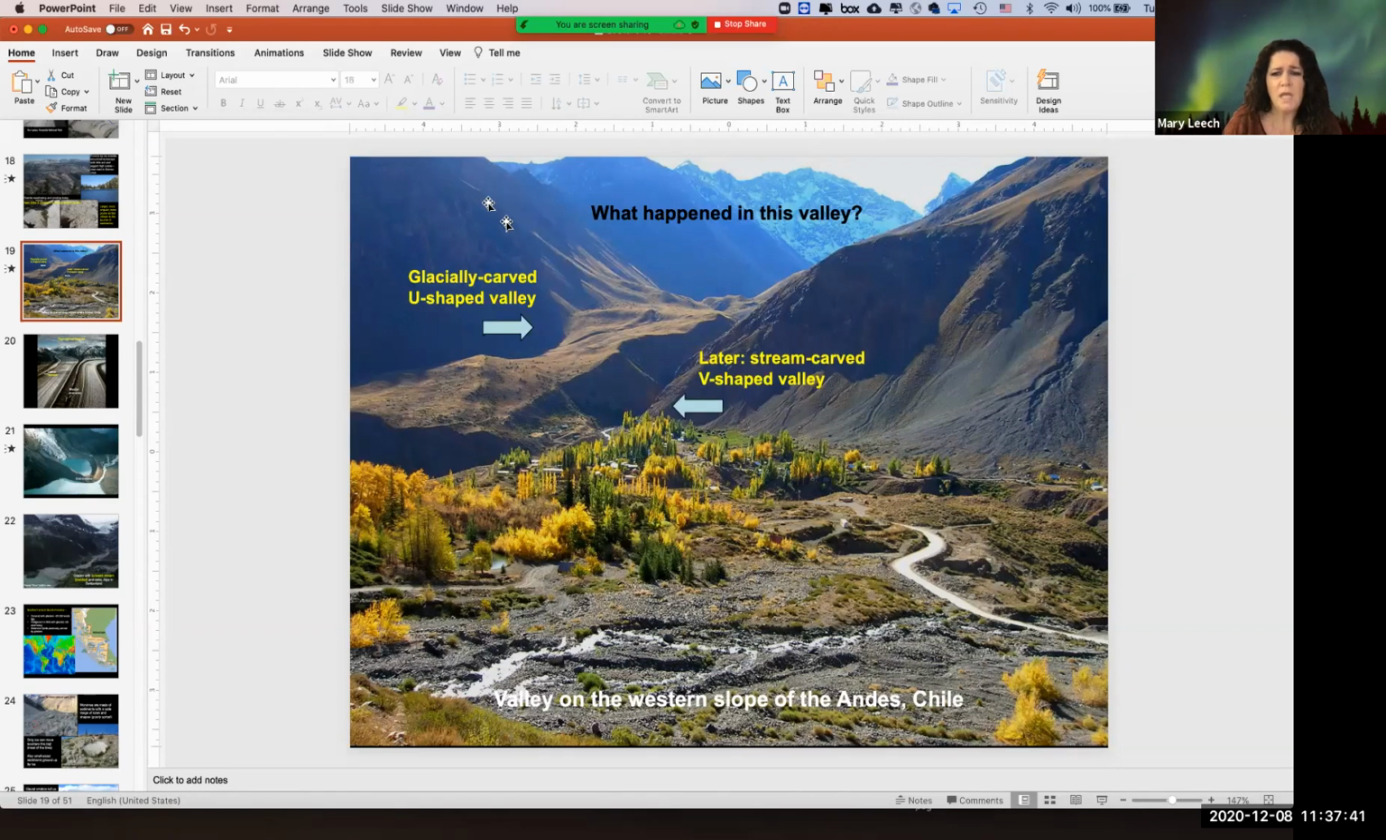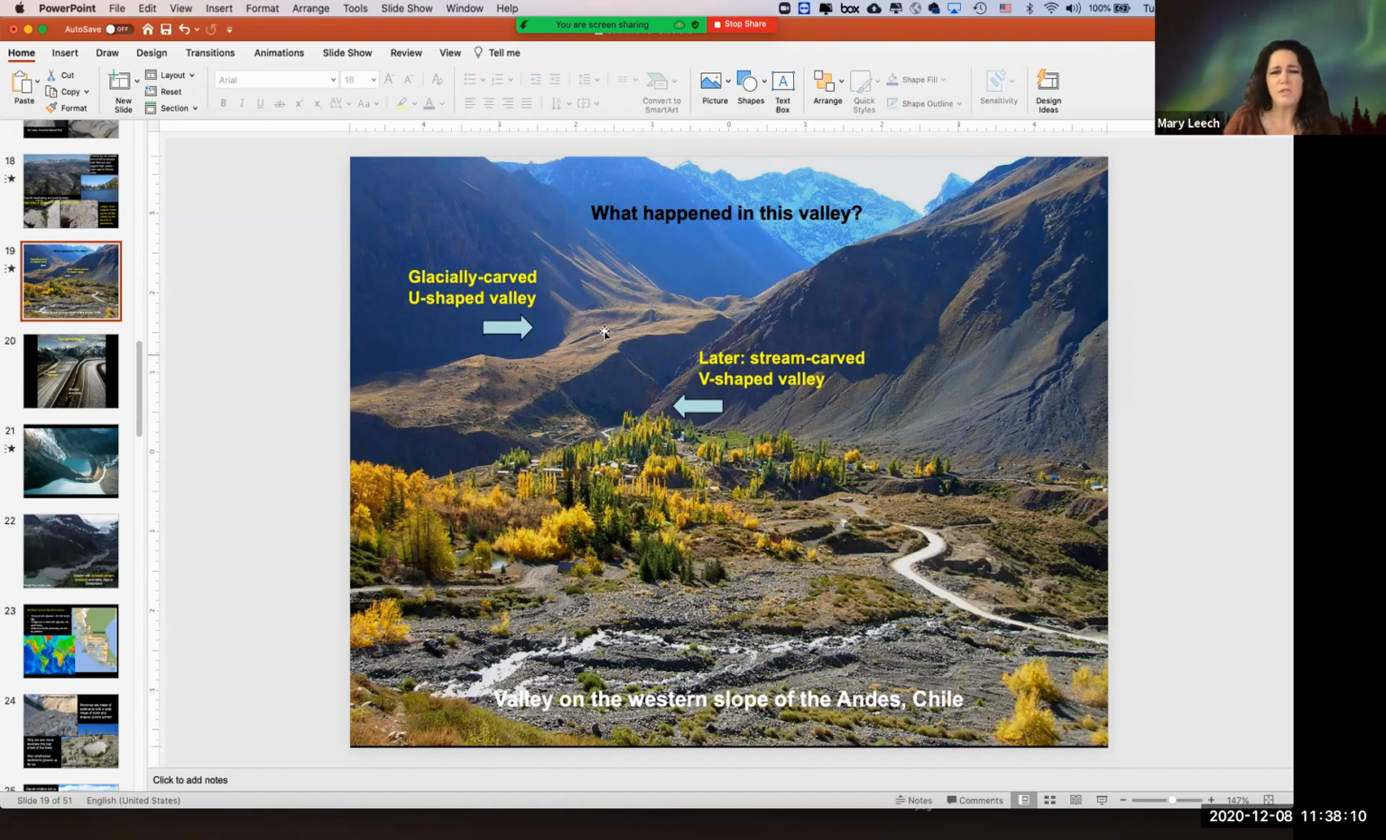You see a U-shaped valley. It's kind of a broad U-shaped valley there. And then today there's a creek coming out of here, and that river or creek forms a V-shaped valley that cuts down through the U-shaped valley. So this is like one of the laws of cross-cutting relationships that we talked about at the very beginning of this class. So that had to happen later.